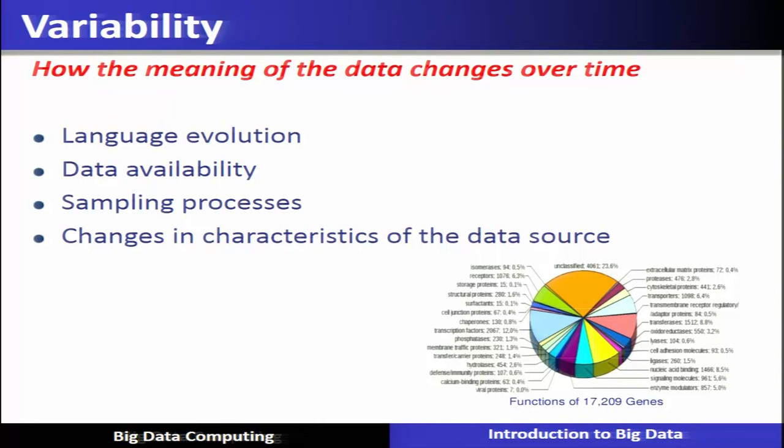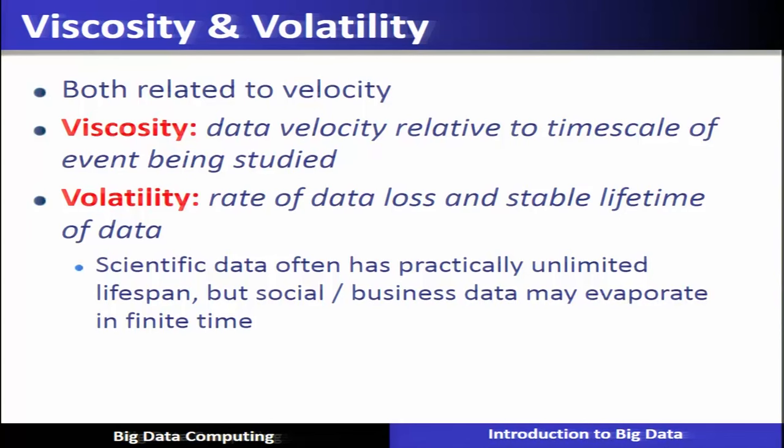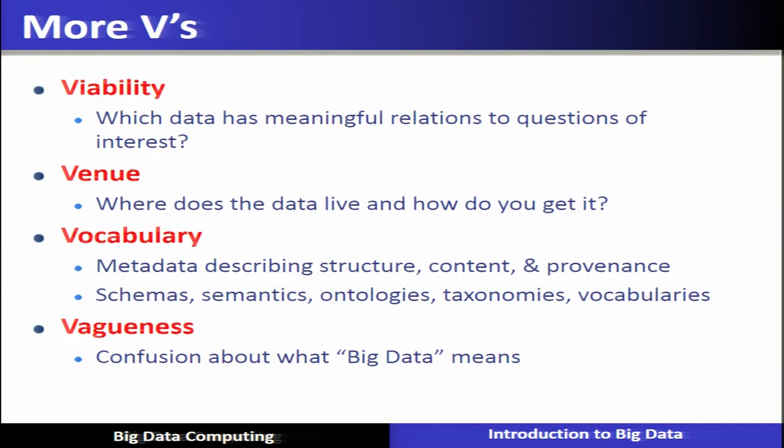Another characteristic is called variability, that is how the meaning of data changes over time. And furthermore, the characteristics are viscosity and volatility, both related to velocity. Viscosity is the data velocity relative to the time scale of the event being studied, and volatility means the rate of data loss and stable lifetime of the data. There are more V's, for example, vocabulary means metadata describing the structure, and vagueness is the confusion about what big data means for that particular application.